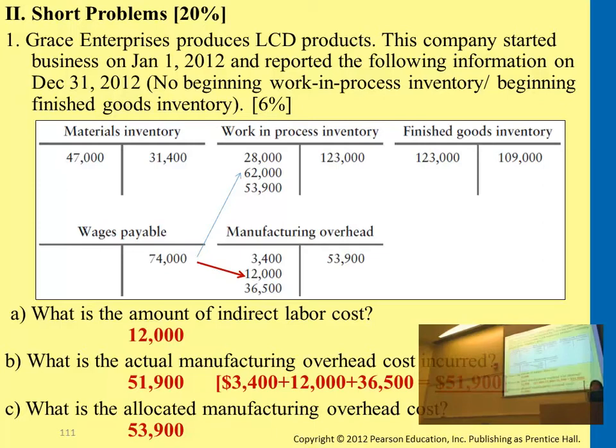And then the allocated portion is the credit side of manufacturing overhead. So how do we know this? Because you also see the same number in work in process inventory. Right, so $53,900 you credited, and then you debited to work in process inventory. We assign the overhead cost to work in process. So that's how you know this is the portion that is allocated.